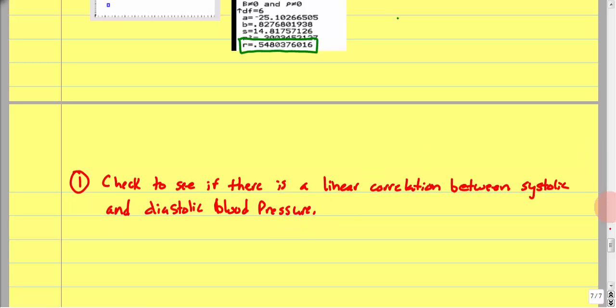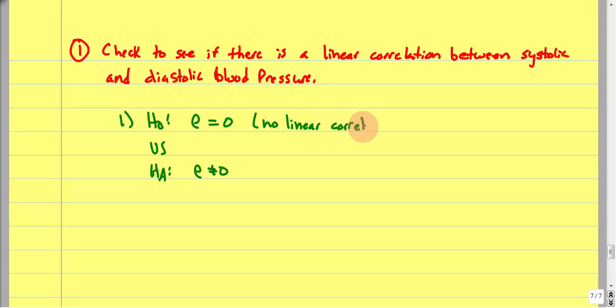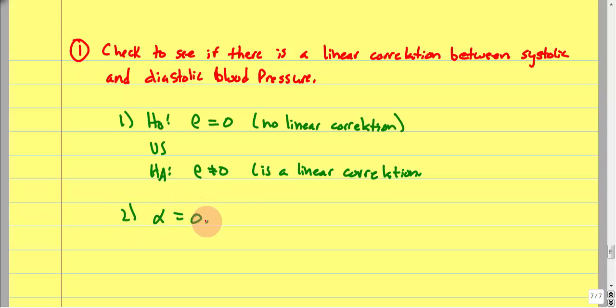Okay, so the first step here would be to go ahead and state H0 and HA. My H0, again, is always the equal case. So this is rho equals 0 versus the alternative rho not equals 0. So this is no linear correlation. And this means there is a linear correlation. So my value for alpha was 0.05.